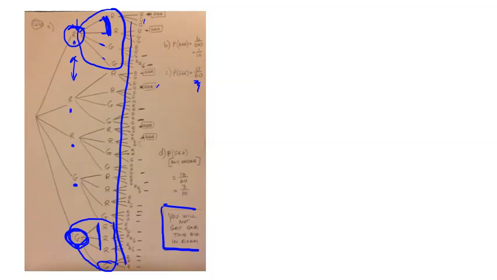What I've done is marked with a rectangle everything that relates to the red, red, red, and I've marked with a dash, like that one, everything that relates to question D, where you've got green, green, green and red in any order.